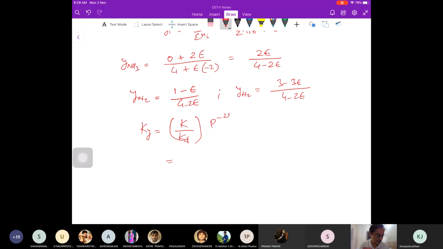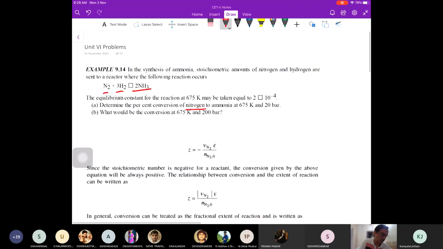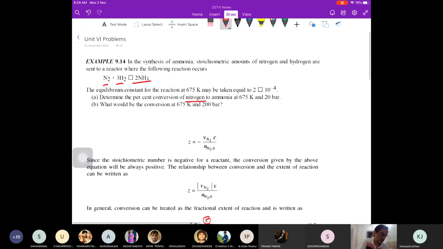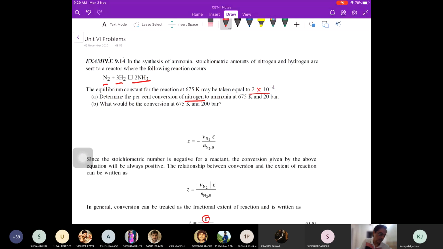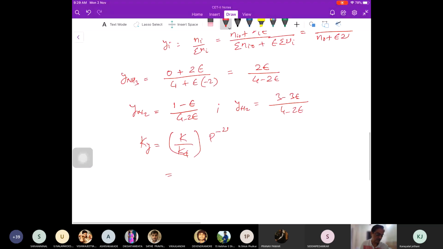Substitute for K value is given. K is 2 into 10 raised to the power of -4. ये value दिया हुआ है. And pressure is 20 bar. So find out what is the value of Ky in terms of P.